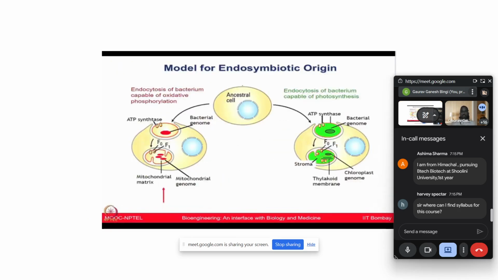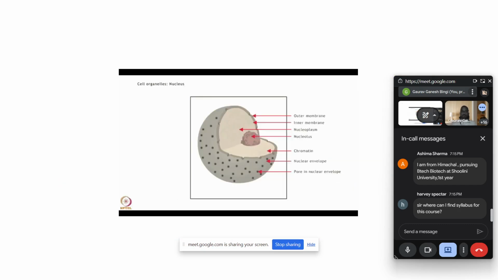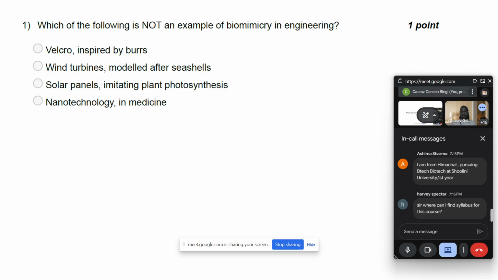Okay, here is the first question. Which of the following is not an example of biomimicry in engineering? Basically you need to compare biological nature and assume that it was actually used for making those engineering products, maybe Velcro, wind turbines, solar panels, nanotechnology. They looked for something in nature, and that inspired them to make the engineered products. So, what do you think? Which one is not an example of biomimicry? I just explained what biomimicry is, and you just need to think of an answer which is not an example of biomimicry.